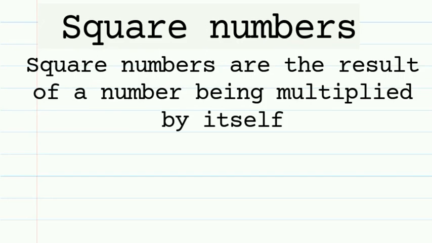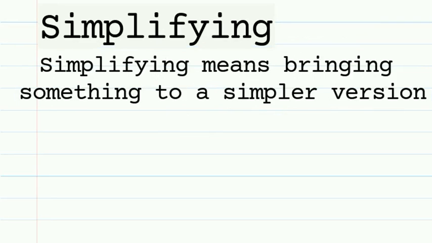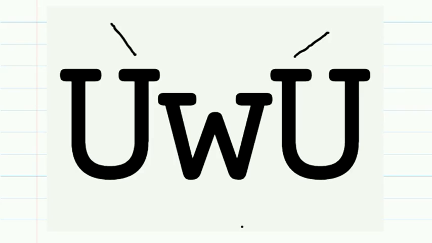Square numbers. Square numbers are the result of a number being multiplied by itself. Example, 5 times 5 is 25. 25 is a square number. Simplifying. Simplifying means bringing something to a simpler version. These definitions may be a lot at the moment, and this might seem complicated, but I will show you where all the terms will be used in the equation one by one.